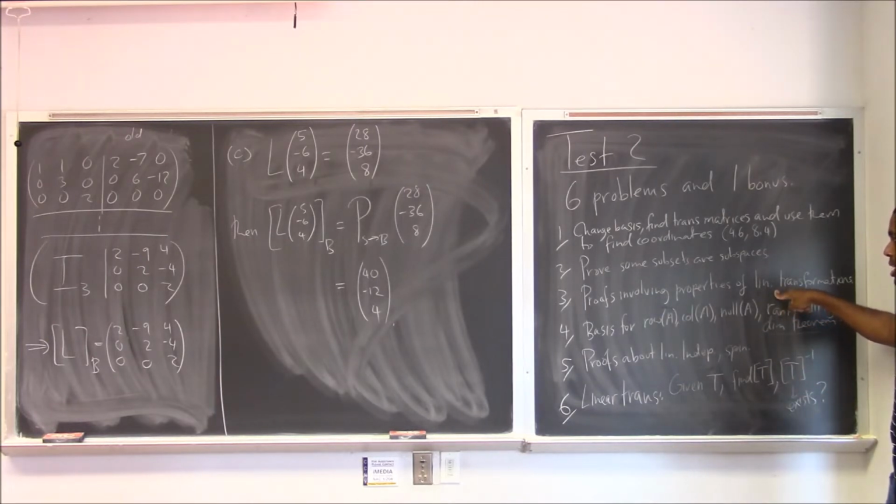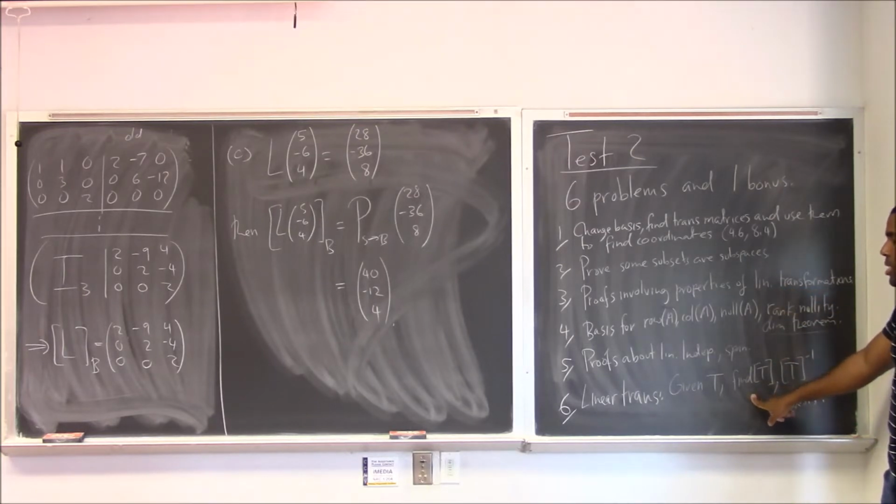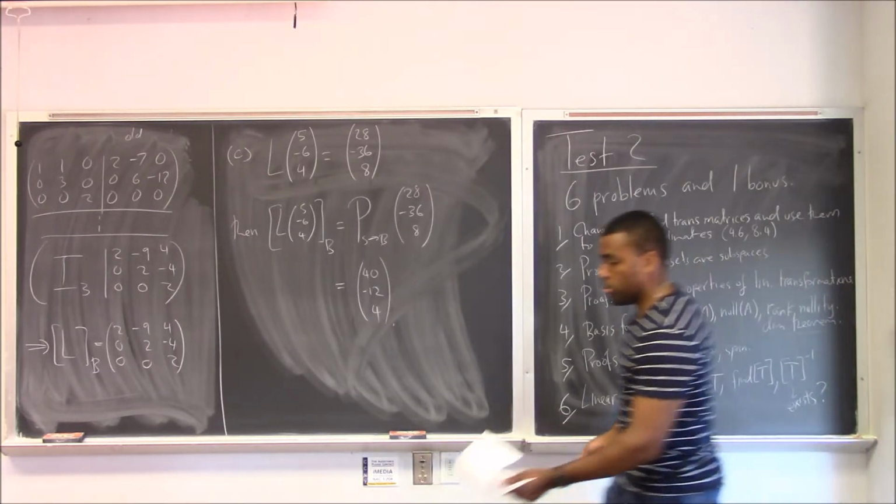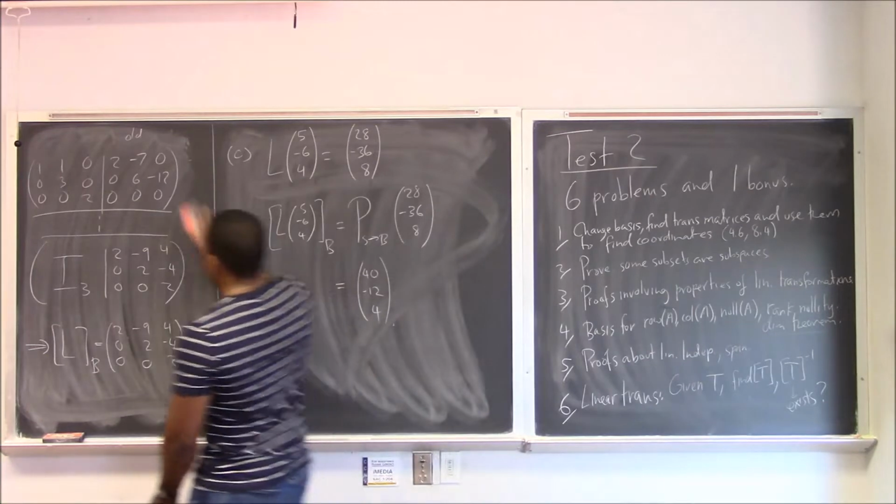It's the kind of things that I would have mentioned or proved in class, as well as, given some specific transformation, I can tell you what it does. Can you find its matrix? Can you find its inverse? How would you know the inverse exists or not if you're not even required to find the inverse? That sort of thing. The bonus would be on what we're going to do today.